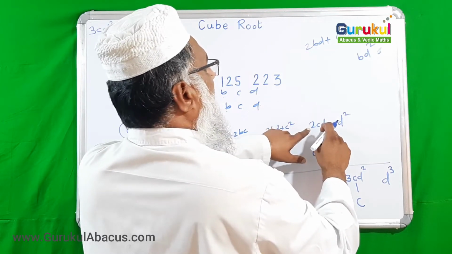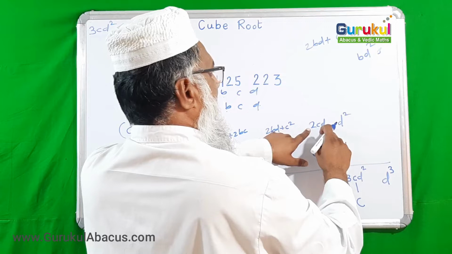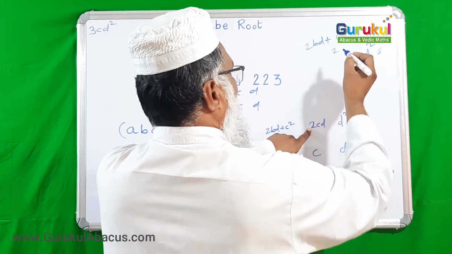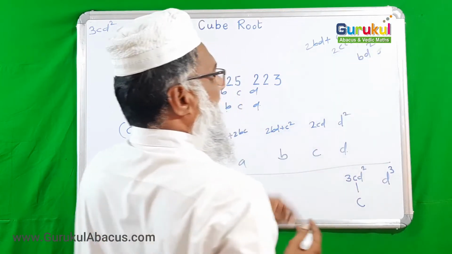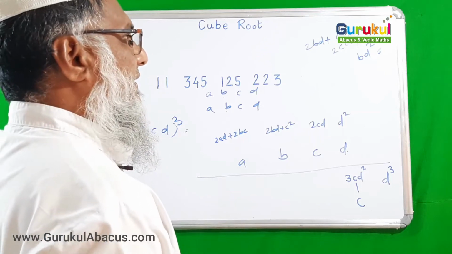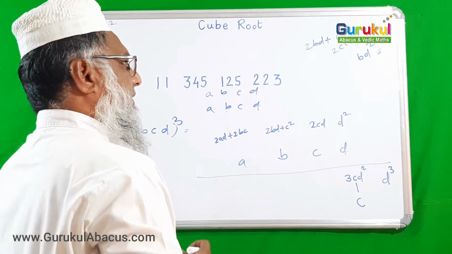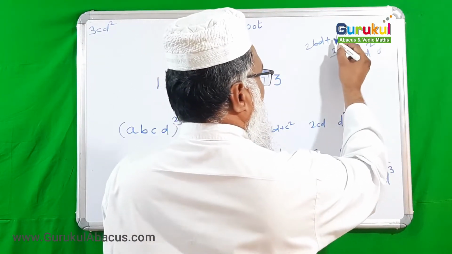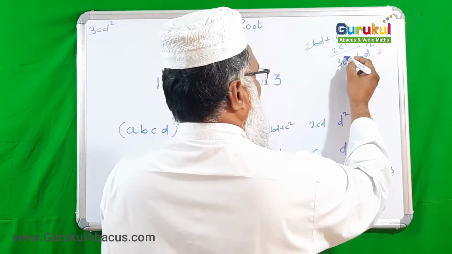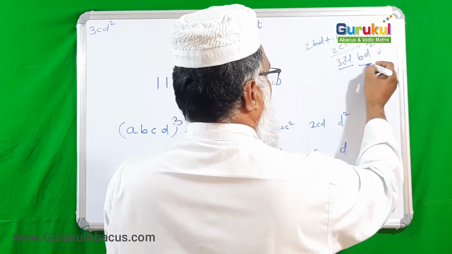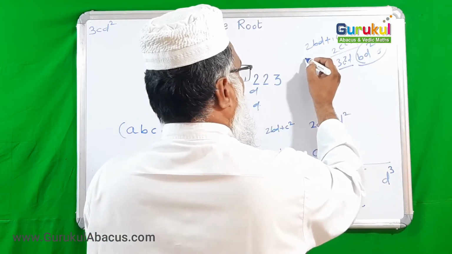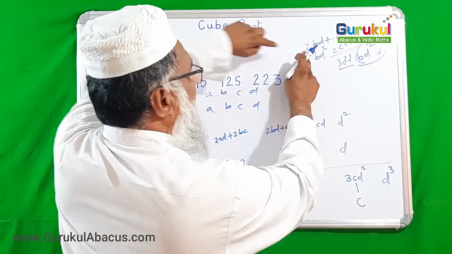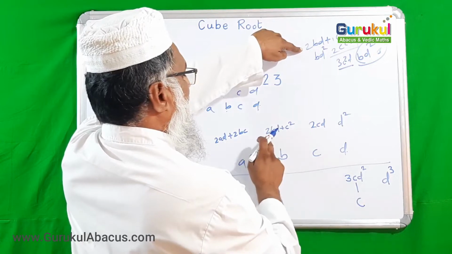Now the middle one, 2c square d. So here it is 3c square d, and this term I am adding here, b d square. By mistake I wrote 2bd, but this is 2bd square.